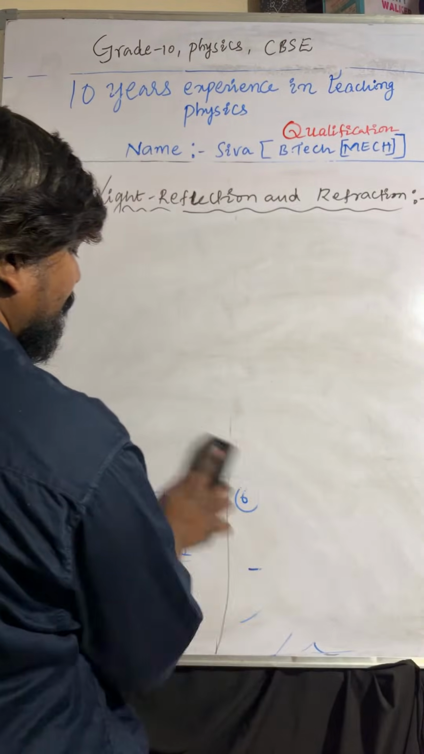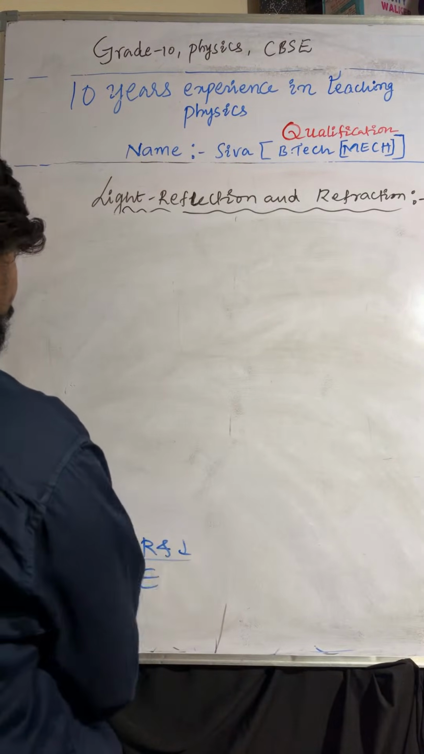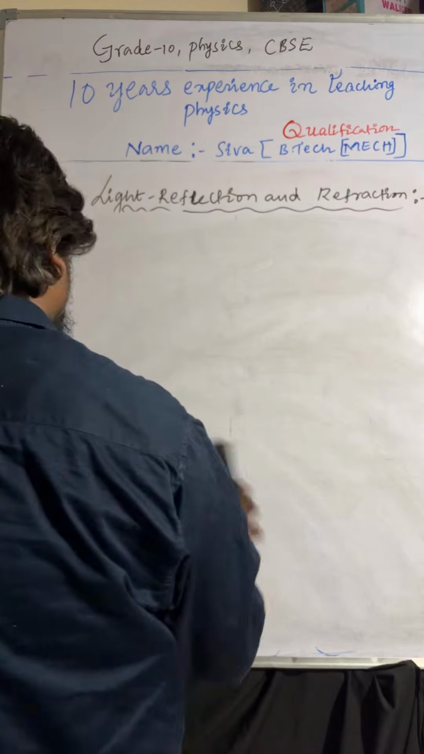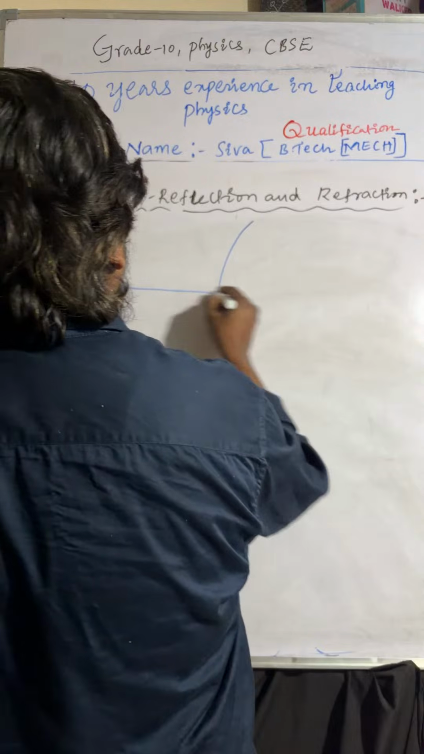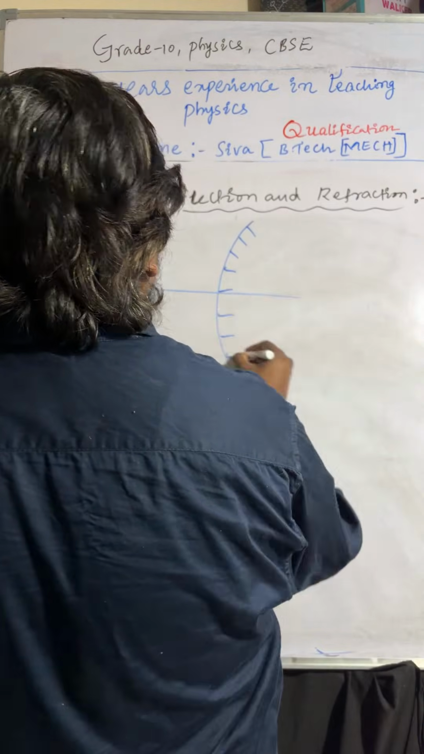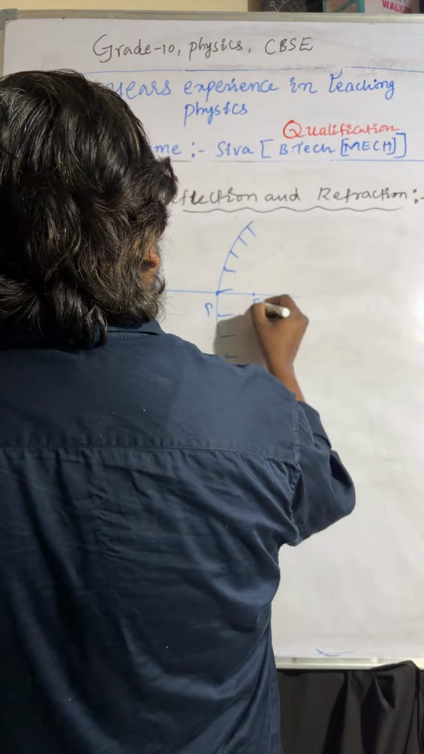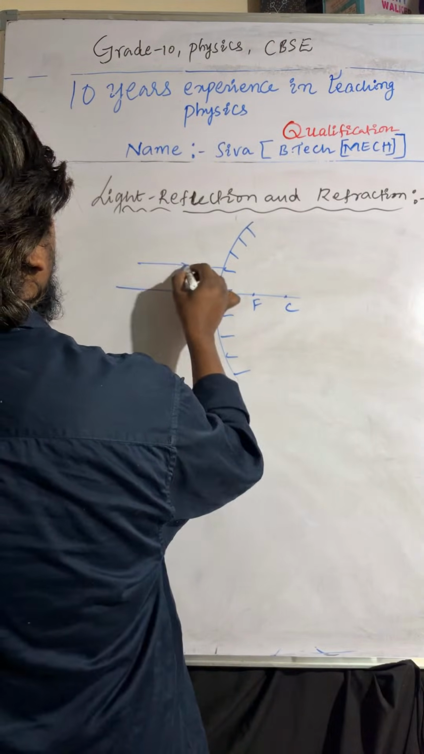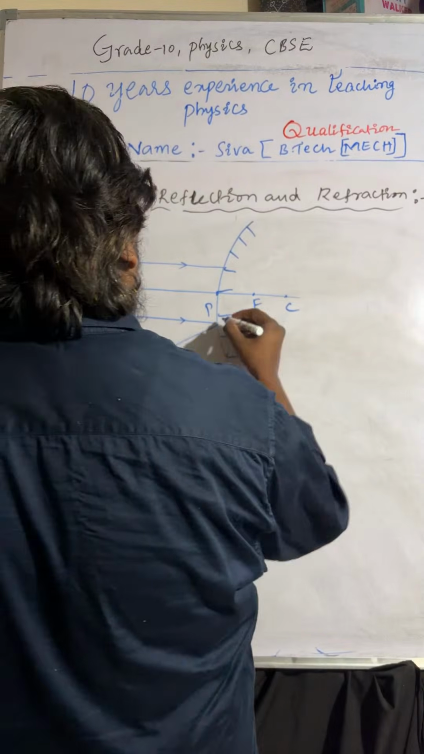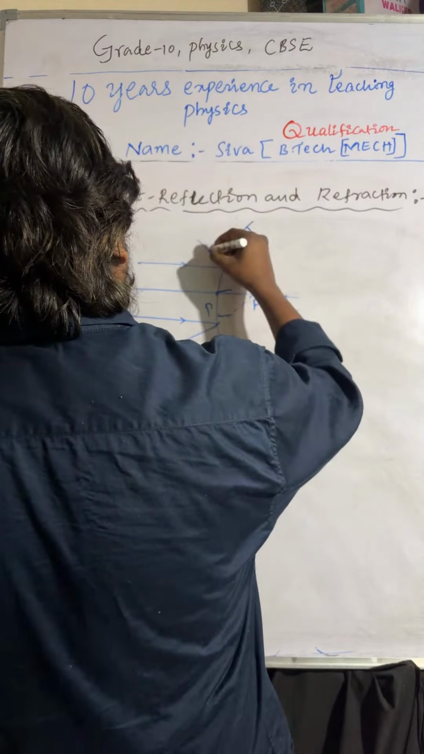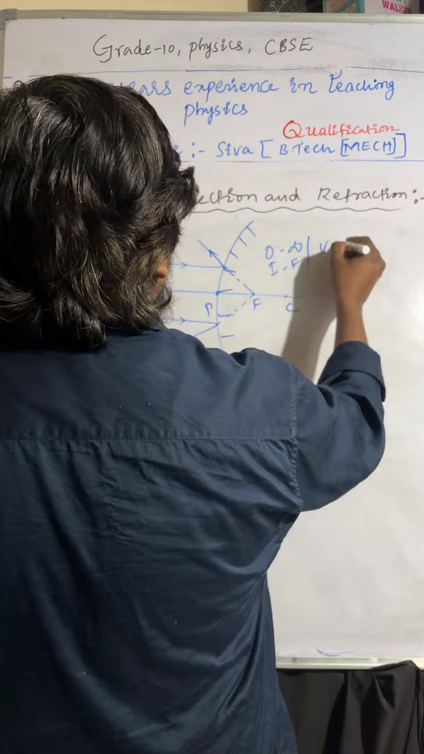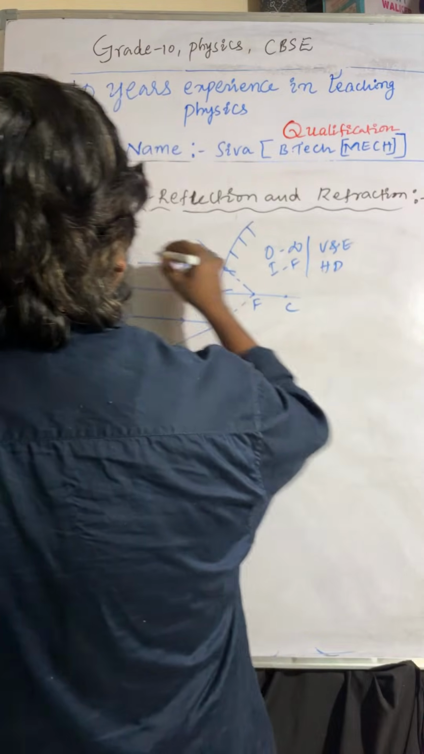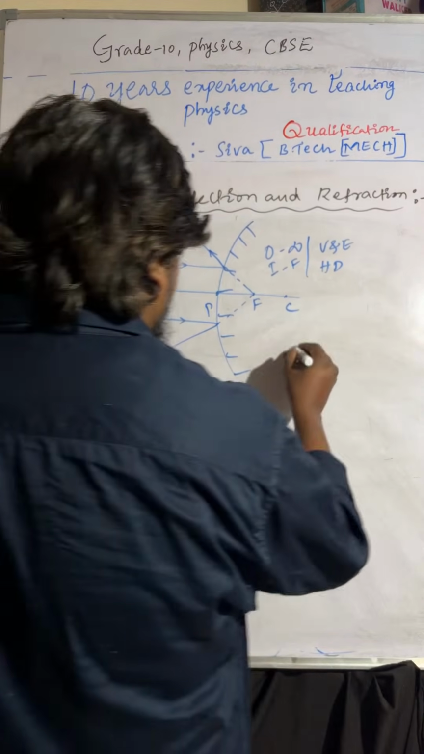Convex mirror. For the convex mirror, only two cases are there. Here I am taking the convex mirror, with pole, focus, center of curvature. Object is placed at infinity, so the image will form at focus. Object is at infinity, image is forming at focus. Nature of the image is virtual, erect and highly diminished. That is point number 1.